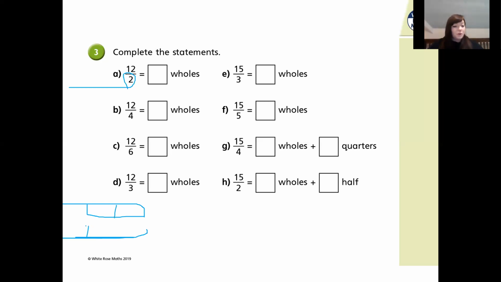You're just going to draw your bars until you get to 12 over 2. So 1, 2, 3, 4, 5, 6. Now remember, I know it's split into 2 because the denominator is 2. So I know that all my bars have to be split into 2.